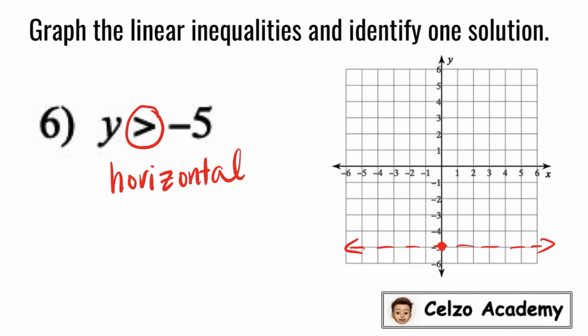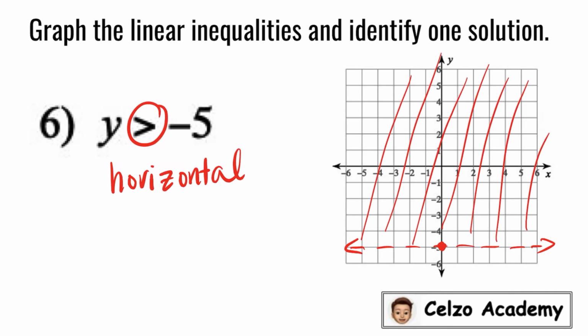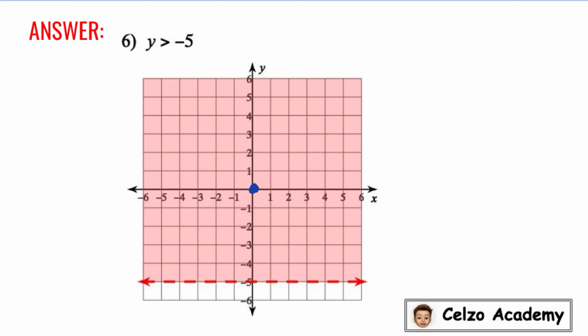Since it's greater than, are we shading upper half or lower half? Since it's greater than, this means that we're shading the upper half of this line. So in this graph, (0, 0) is part of the solution. Because if we plug in 0 for y, we have 0 is greater than -5, and this is true. So the solution set for question number 6 are anything above the line, excluding the points on the line.